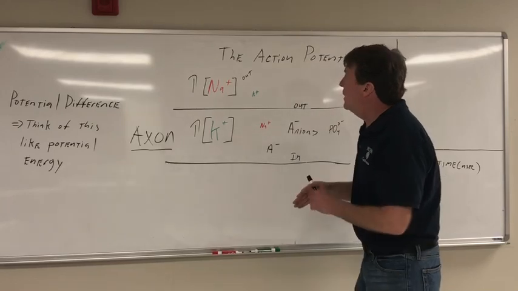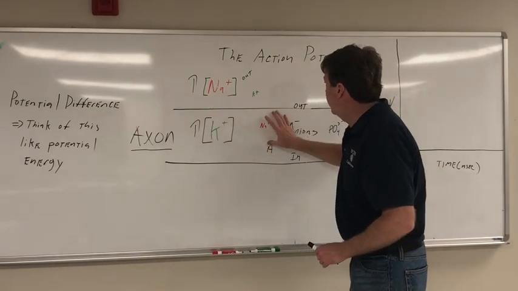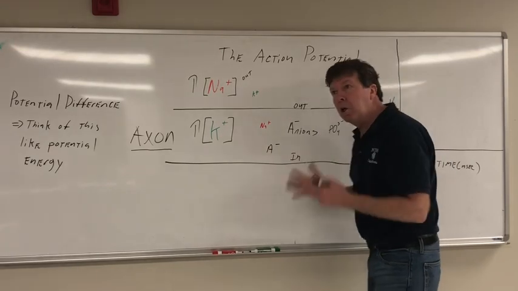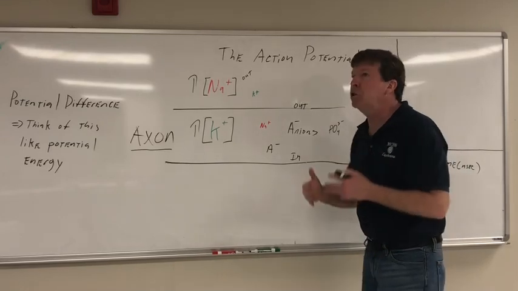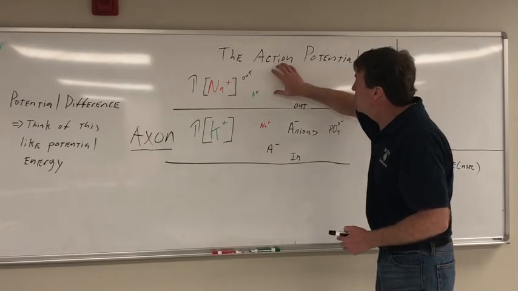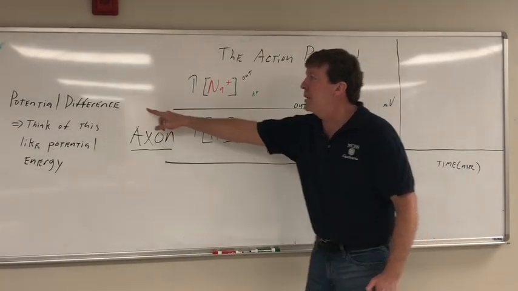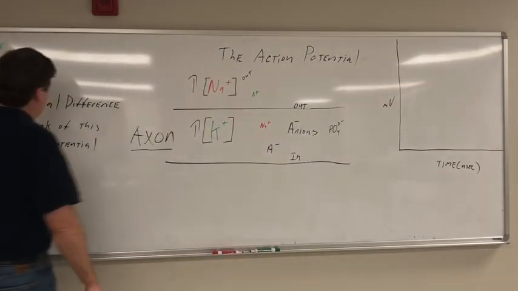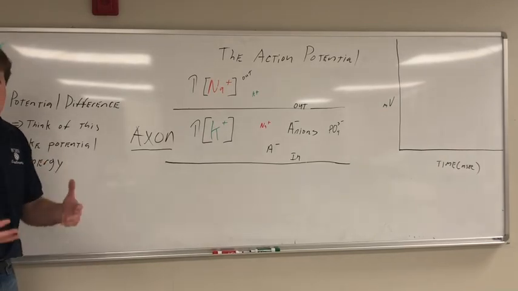Well, if you consider the ions here, and the ions here, and you factor in these negatively charged impermeable anions, which are stuck on the inside, what we have is a charge difference. So we have a difference in charge here compared to here. That charge difference is called a potential difference. And I want you to think of potential difference like potential energy. When there's a charge difference, you have potential energy.